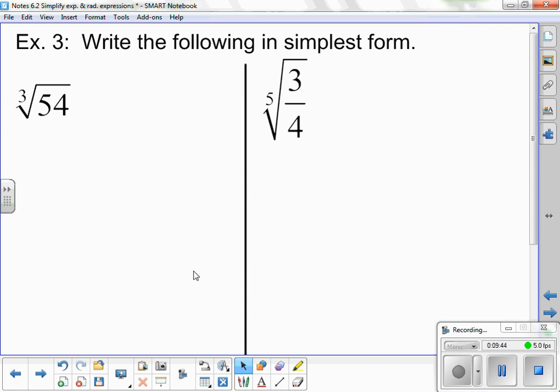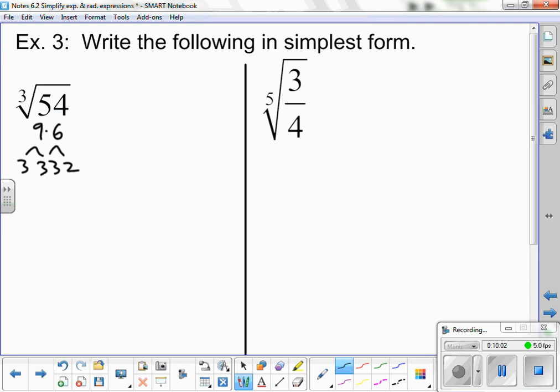3rd root of 54. The way that I think about this is I try to find my perfect powers. So 54 is a 9 times a 6. That's probably one way to think about that. 9 is 3 times 3, and then the 6 is a 3 times 2. So I got a perfect cube right there. What I'm seeing here is I got a cube root of 3 to the third power times a 2.